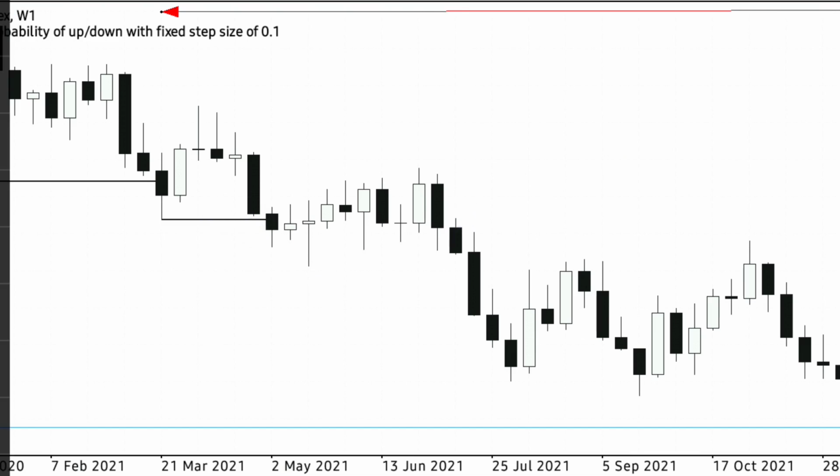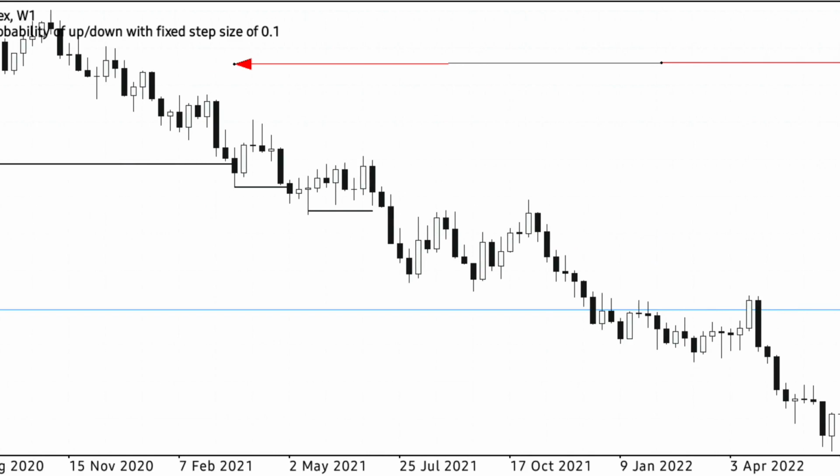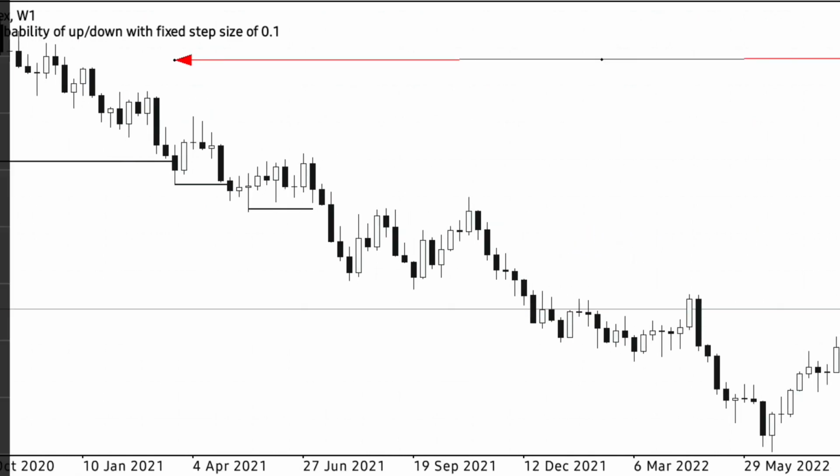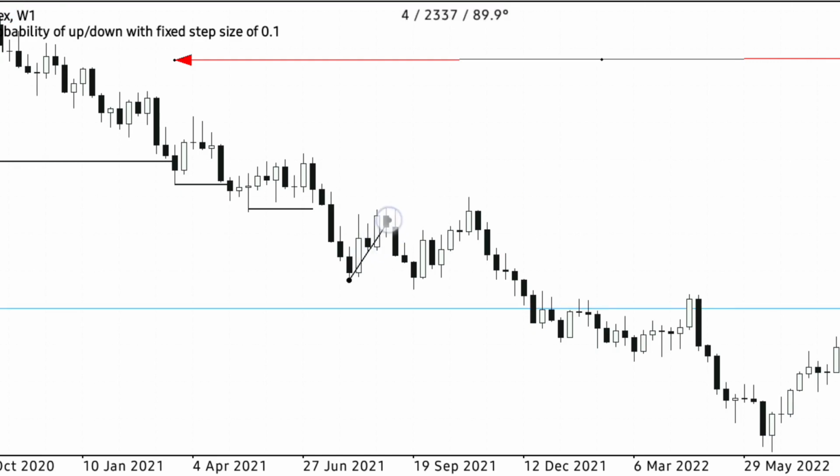The market entered into the internal structure, so I can mark this as a new break of structure to the downside. And the market entered for this leg. The market didn't really enter into the internal structure, so I am not going to be marking this as a new break of structure.